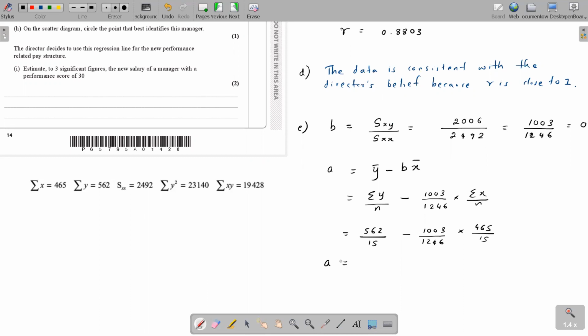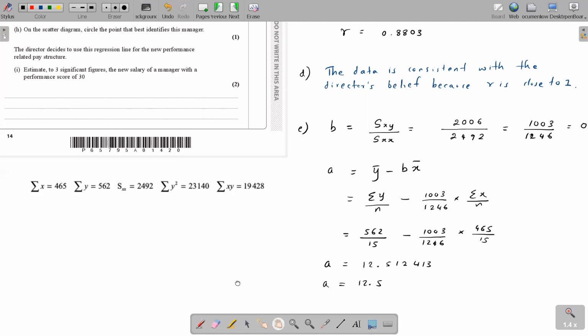12.5. 162 over 15 minus this is wrong. How much is it? Exactly 12.5. Can I have the fraction answer first? Wait and see, you get 12.512, something like that. 12.51241306. So then that answer you can say A is 12.5.